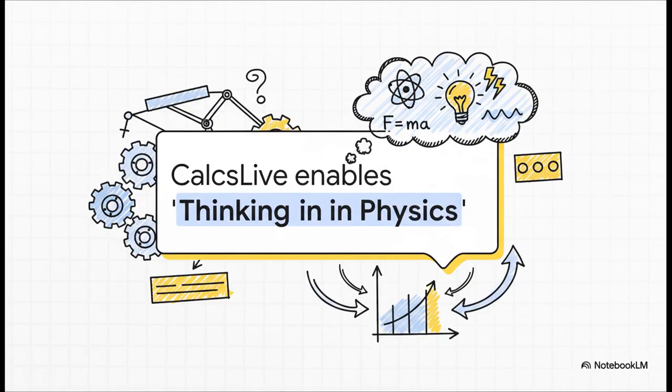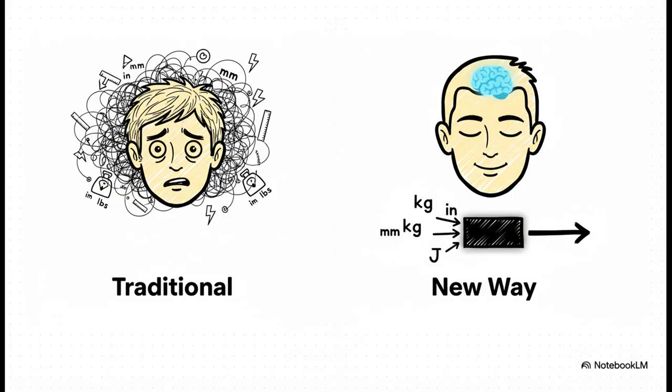Now, what's really interesting about this next principle is how it actually changes the way engineers get to work. It enables something we like to call thinking in physics. Think about it. Traditional tools force you to constantly worry about unit conversions. Is it millimeters or inches, joules or BTUs? It's such a waste of mental energy. With a unit-aware system, you just input values as they are, and the system handles all the conversions seamlessly in the background. You get to focus on the real engineering, not the tedious arithmetic.